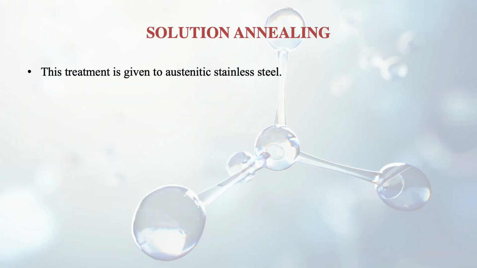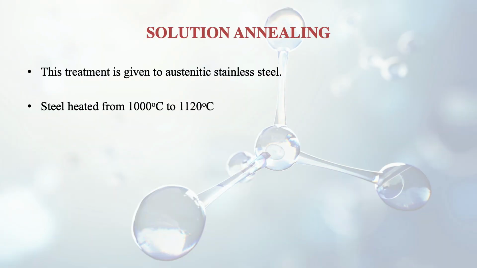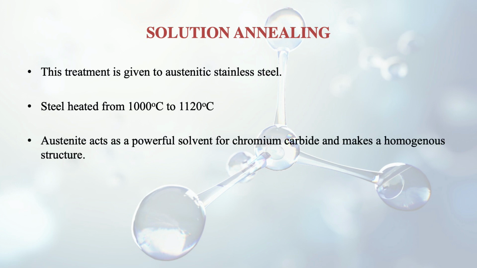Further, there is the process of solution annealing also. This treatment is given to austenitic stainless steel. When it is in the form of gamma austenitic stainless steel, then the annealing happens. So steel is heated from 1000 to 1120 degrees centigrade. And this austenite acts as a powerful solvent for chromium carbide and makes a homogeneous structure. So this kind of annealing is done for that purpose only.